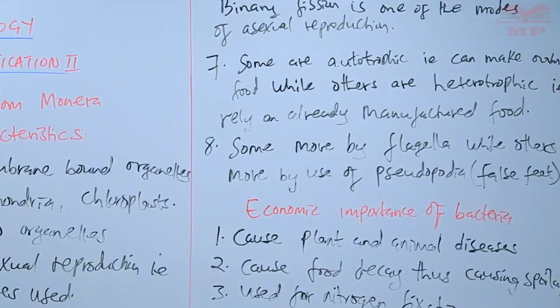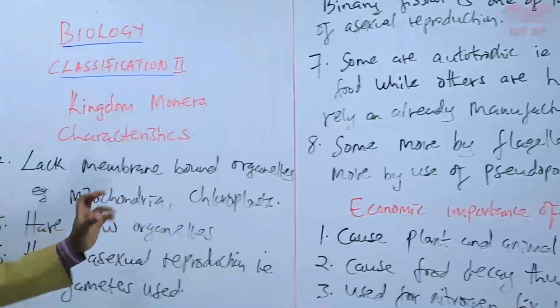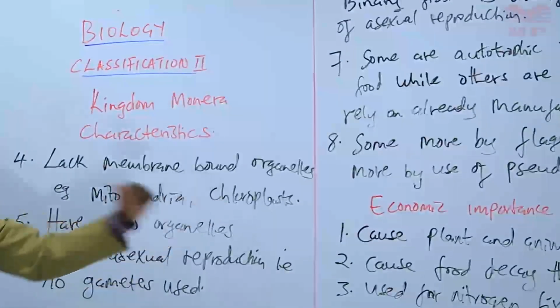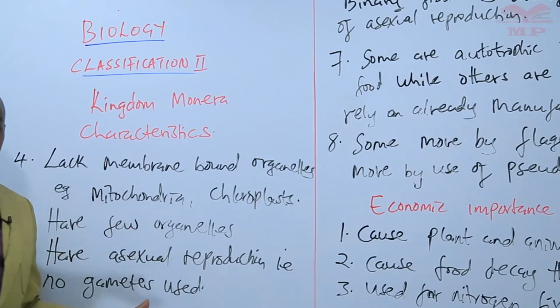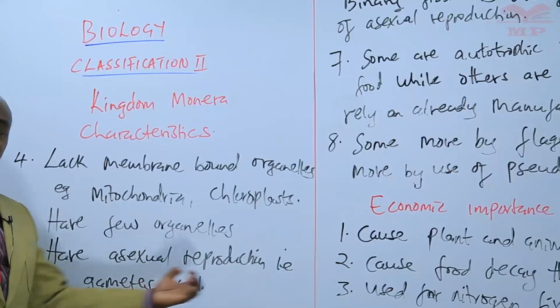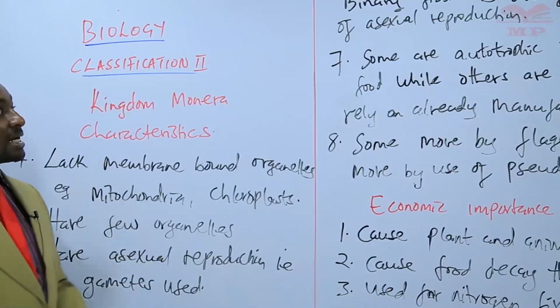So today we've learned the characteristics of kingdom Monera. We've seen that they lack membrane-bound organelles, such as mitochondria and chloroplasts. We've also seen that they have a few organelles. Their mode of reproduction is asexual. That means it doesn't use the gametes.